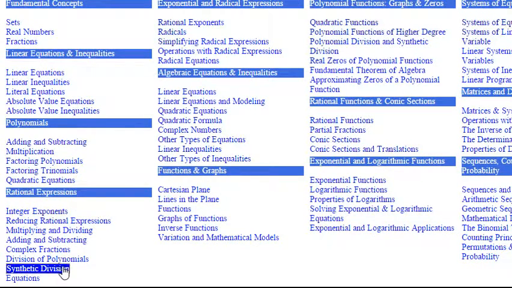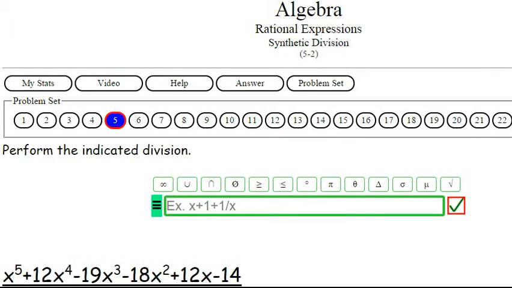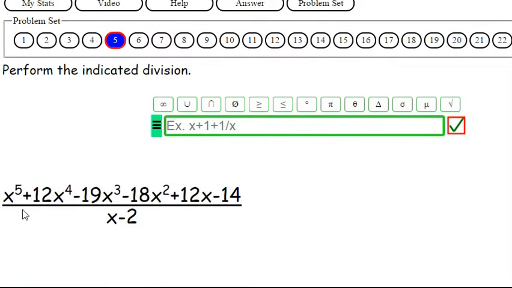Click on the algebra. Let's go down to synthetic division, and we're looking at 5.2. Actually this one here doesn't look too bad. It's not as bad as the last one, I don't think. X to the 5th plus 12x to the 4th minus 19x to the 3rd, minus 18x squared plus 12x minus 14, and that's going to be all over x minus 2.